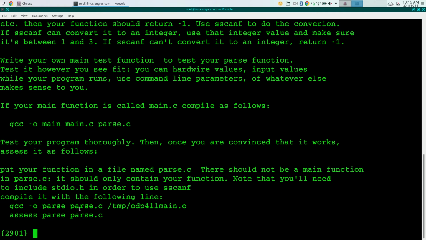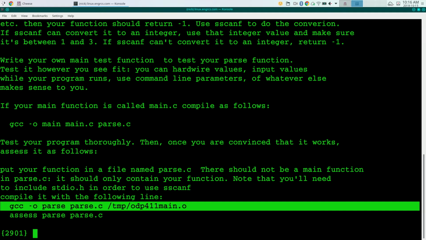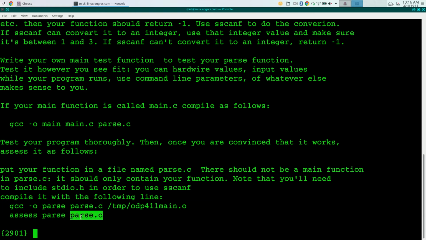go ahead and build a test bed. So compile it with /temp odp 411 main.o. You can call the output whatever you want, but then assess with that output name and the name of your source program. And you should get 10 out of 10.